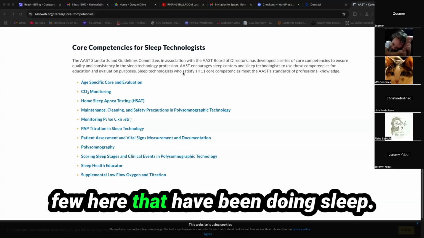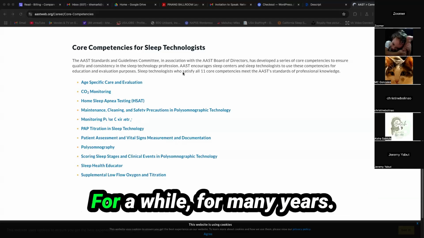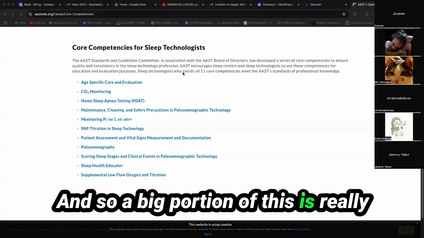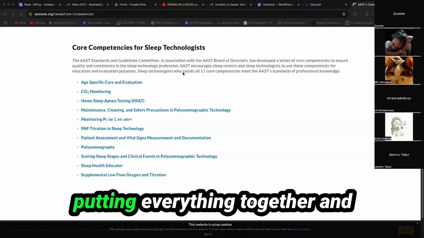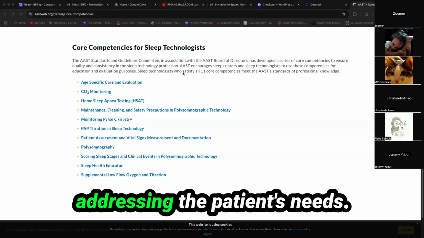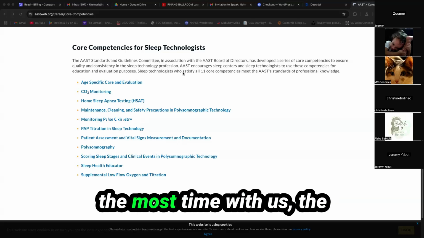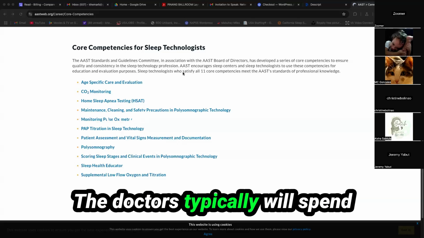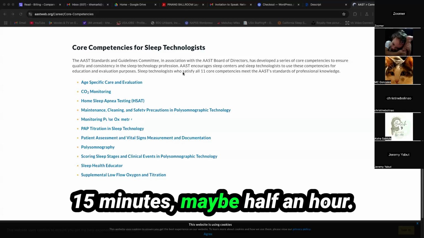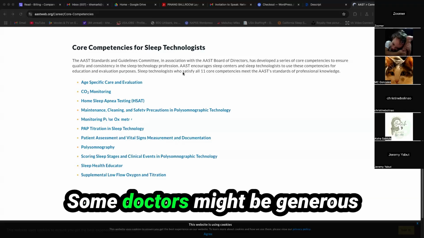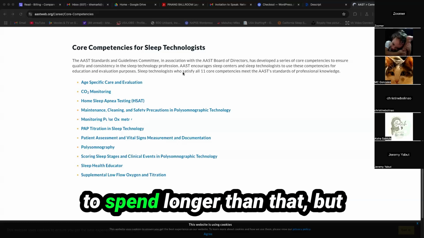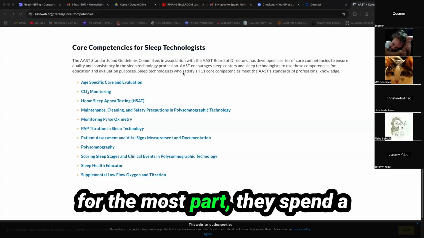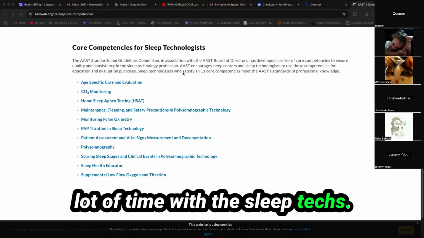We have a few here that have been doing sleep for a while, for many years. And so a big portion of this is really putting everything together and addressing the patient's needs. And usually they will spend the most time with us, the techs, and not with the doctors. The doctors typically will spend 15 minutes, maybe half an hour. Some doctors might be generous to spend longer than that, but for the most part, they spend a lot of time with the sleep techs.